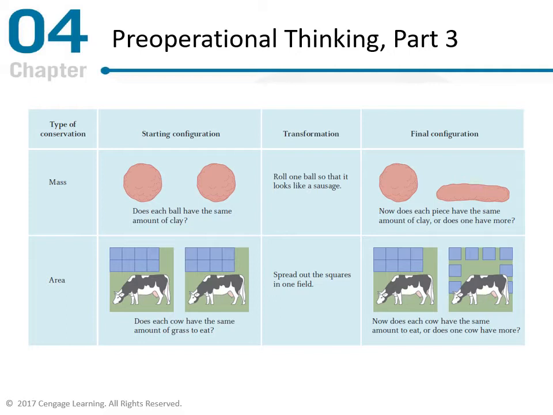And then same thing with the area. So they have the squares there. Then you can see in the second one, you spread out the squares and it looks like they have less grass because the squares are more spread out. We know better because we're not in this stage, but children in this stage just see the squares more spread out and think they have less grass. So that's that idea of centration. Tunnel vision, and only can concentrate on one thing.